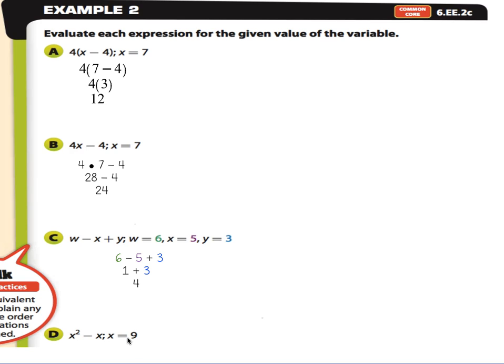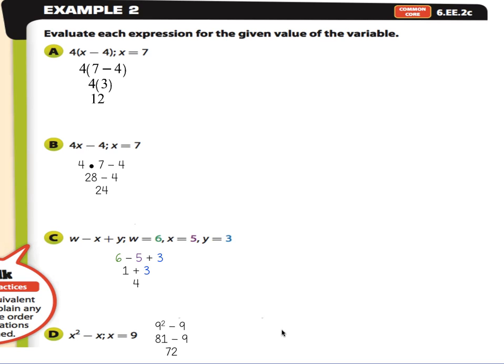For this next one, I have 2 x's here, so I'm going to have to substitute twice. All right, so everywhere where I see an x, I have to substitute 9. So here, I end up with 9 squared minus 9. So first I have to do 9 squared, which gives me 81. So I have 81 minus 9, and 81 minus 9 gives me 72. So my solution in this case is 72.